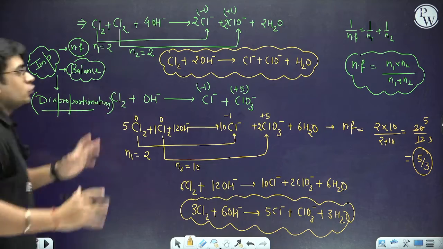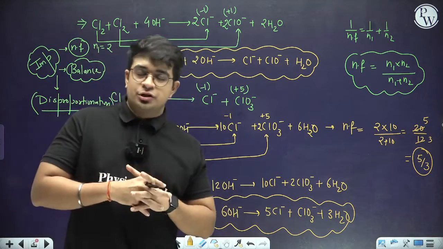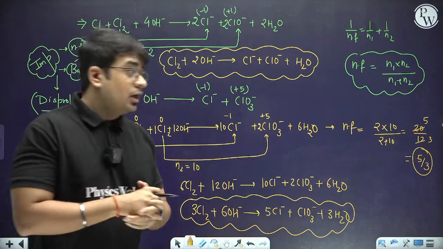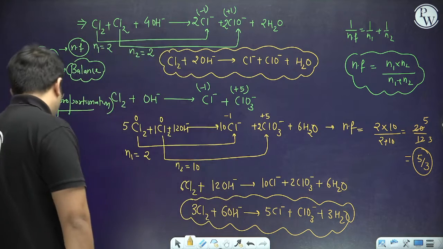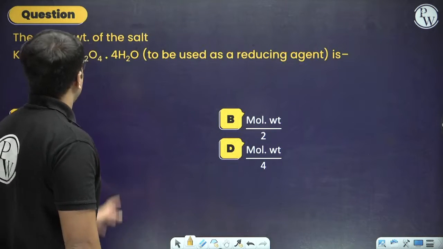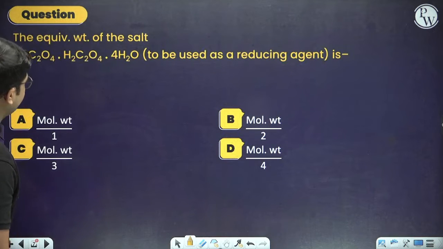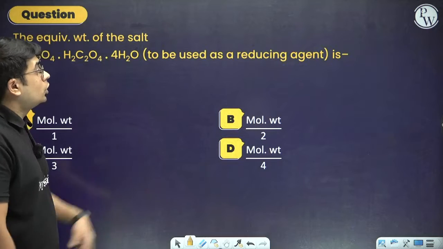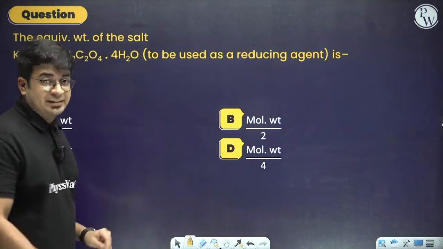Okay, so I guess all the cases of this type of reaction are completed, and the N factor calculation is almost completed for most of the reactions. Now it's time to jump to the next part, which is a concentration term, a very well known concentration term. Before that, there is a question. The equivalent weight of the salt KHC2O4 plus H2C2O4 plus 4H2O, to be used as a reducing agent, not acid.